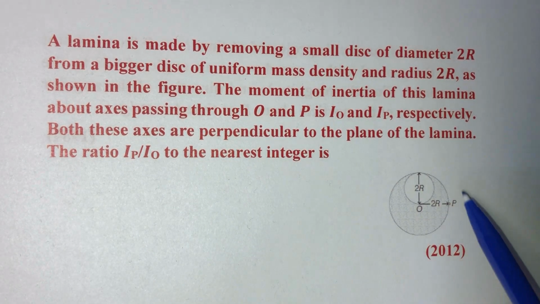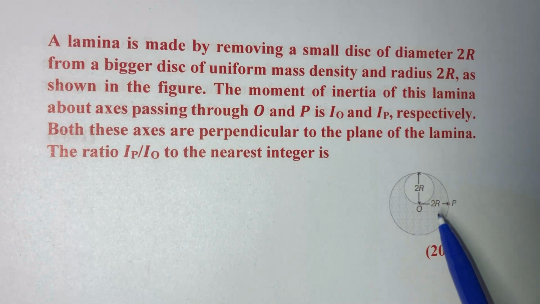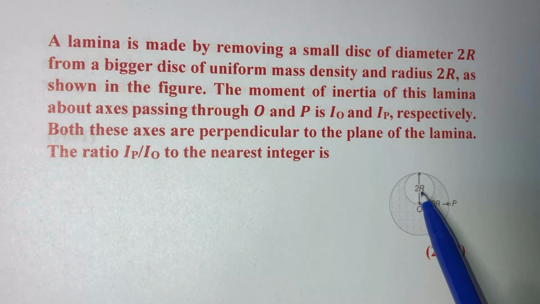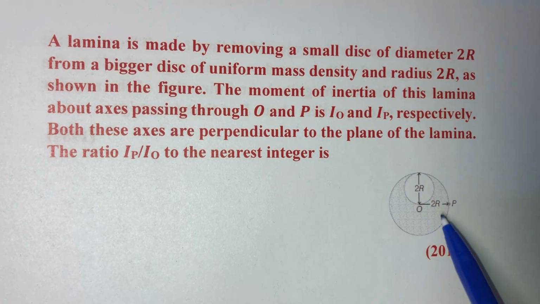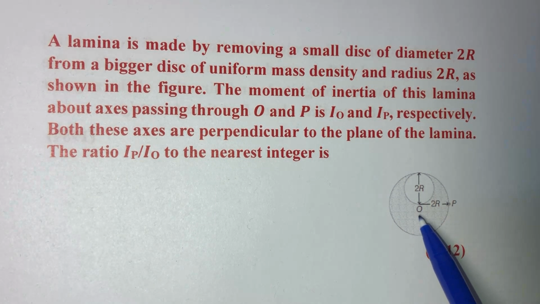So this is a bigger lamina, a bigger disk, and from this bigger disk a smaller disk of diameter 2r is being removed, and we are supposed to find out the moment of inertia of the remaining lamina with respect to point O and with respect to point P.